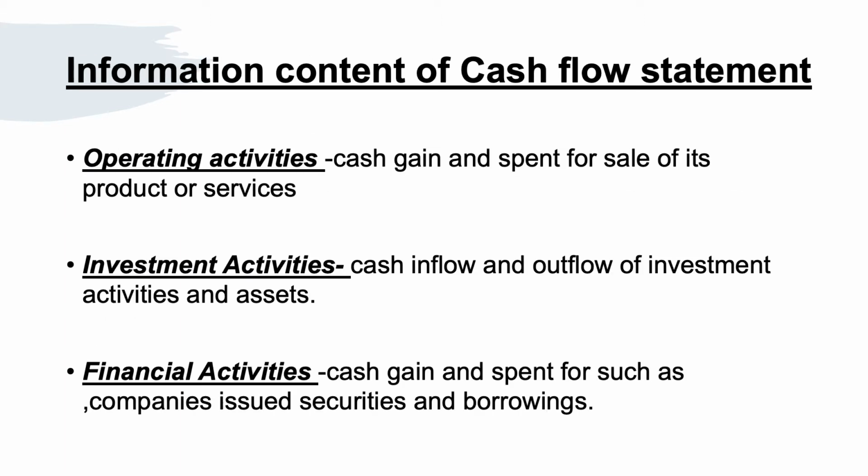So let's see what are the information content of cash flow statement. Operating activities. It records cash gained and spent for sales of its products and services. Operating activities need to get information from the income statement as well as the balance sheet. Then the investment activities. Cash inflows and outflows from the investment activities like investment on property, plant and equipment and other investments. Financial activities, cash gained and spent for such as companies issued securities and borrowings.